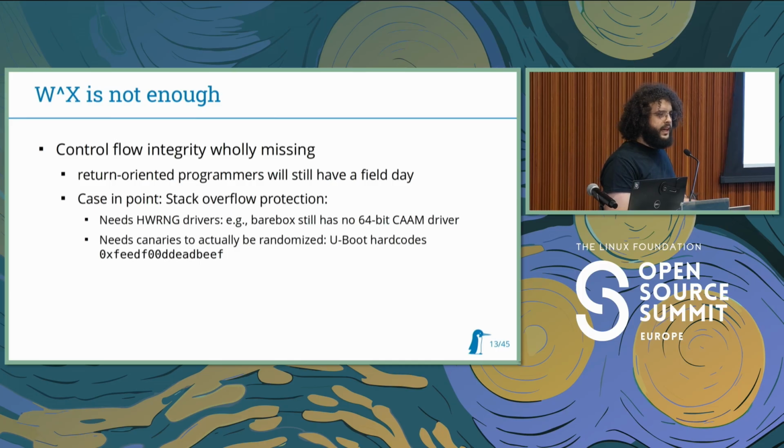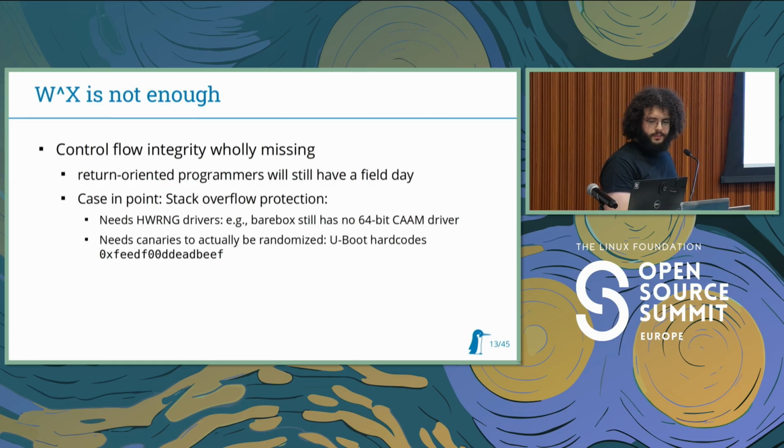So once stacks started to be non-executable, attackers needed new ways to get their code executed, and they started attacking the return pointers that are on the stack. And the whole system of countermeasures against that is called control flow integrity, and there is no support for that whatsoever, as far as I know, whether upstream or in publicly available patch sets for U-Boot or barebox. So you are still susceptible to these attacks that have plagued user-space software for the last 20 years or so.